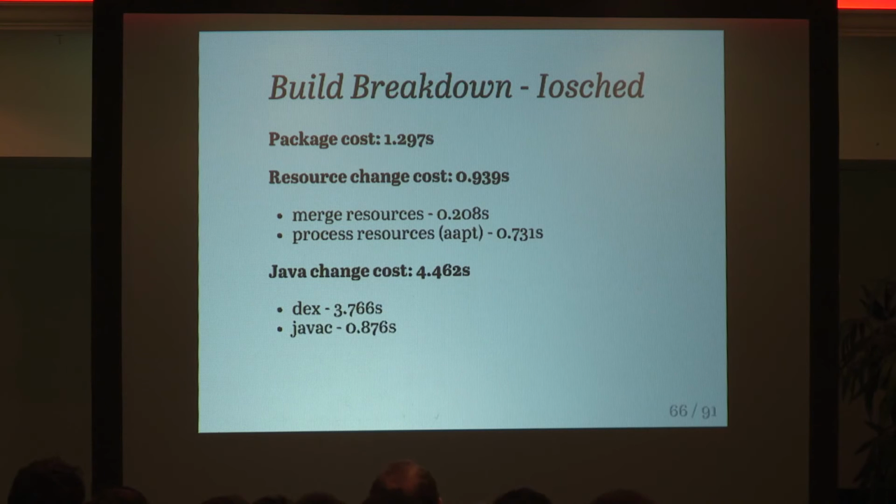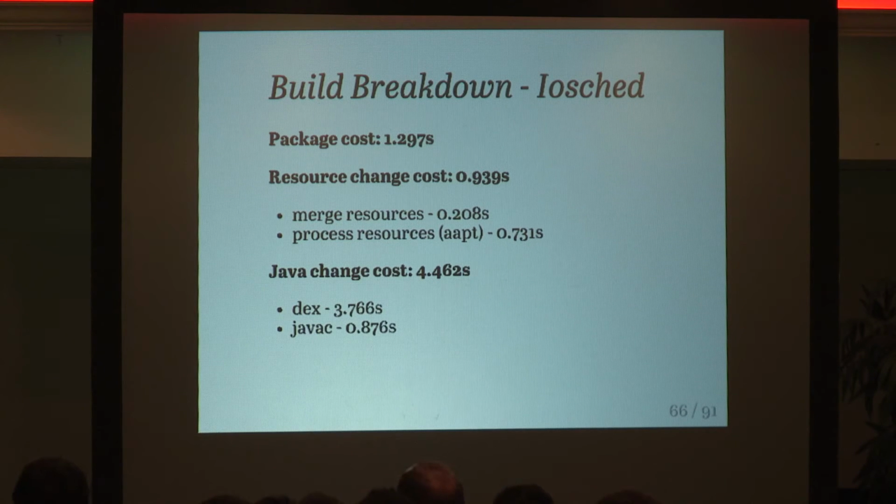If I only change resources, then there are 2 important tasks that kick in. The merge resources task takes the resources from all of your libraries, all of your build types, all of your product flavors, and merges them together into one giant res folder. The other task is process resources. There's a tool in the Android SDK called aapt that takes care of this. It takes this giant res folder and compiles it into the binary format that's needed for the APK. Both together take roughly 1 second.